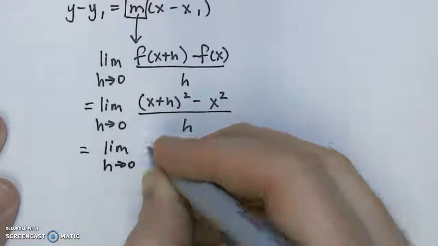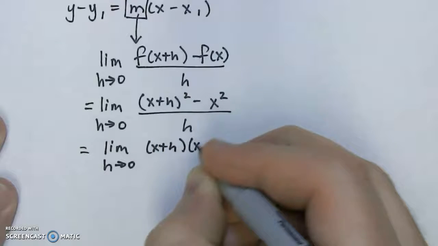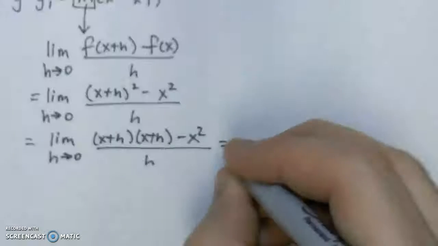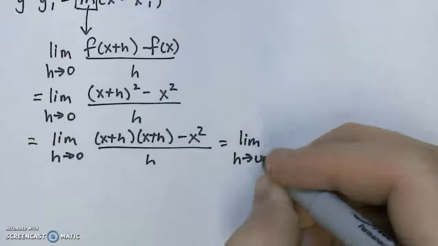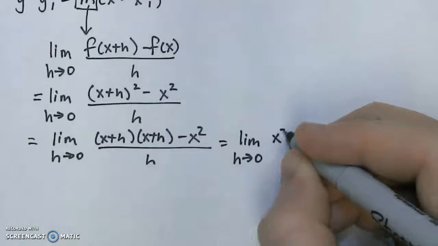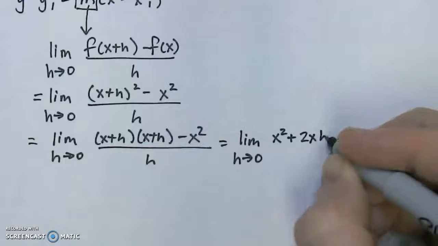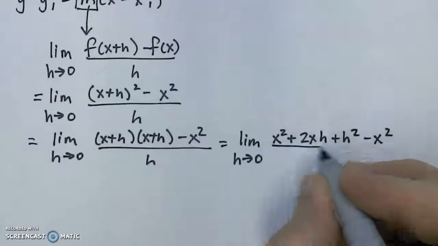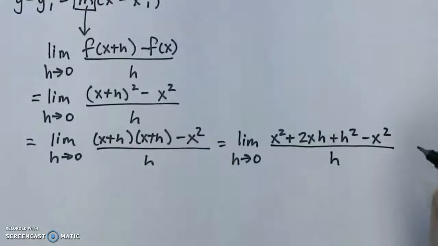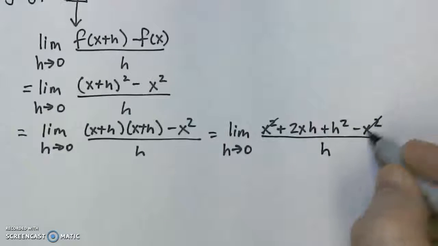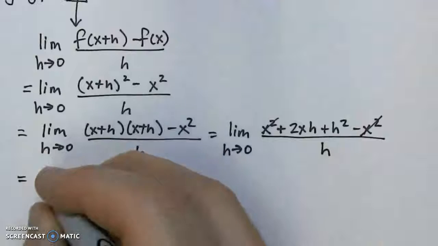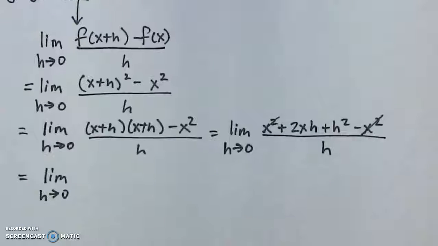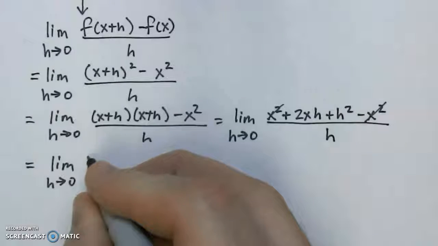So you can write this twice, and FOIL it. Notice this limit is in front of everything. It doesn't go away until you have plugged in 0 for your h's. Now looking at this, my x squareds cancel if we collect like terms. It also looks like on top we can factor out an h. Both terms in the numerator have an h left over, so we can factor out an h on top.